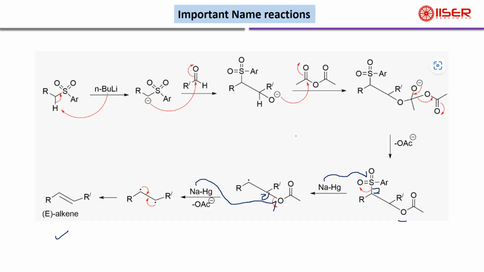So this is the mechanism. This negative charge will attack this aldehyde center and form this beta hydroxy sulfone. After that, it undergoes an acetylation reaction and forms a good leaving group, OAc. After that, one electron from sodium will be transferred to the sulfur center. This bond will break and form a radical. This radical undergoes bond cleavage and removes the OAc from the system and forms this E alkene.